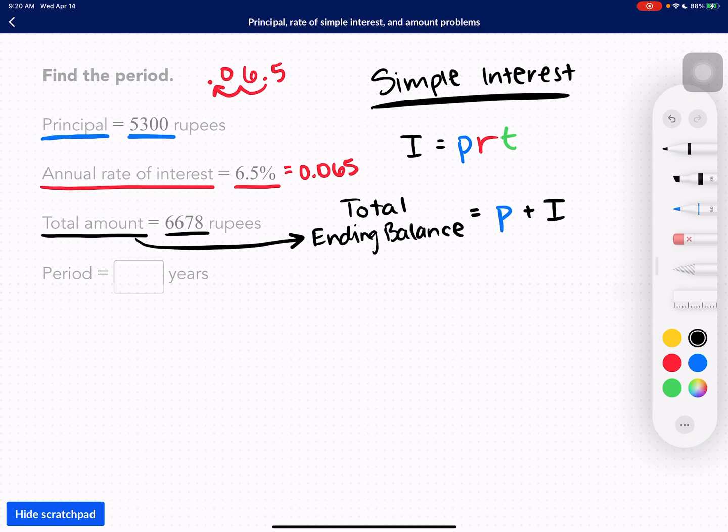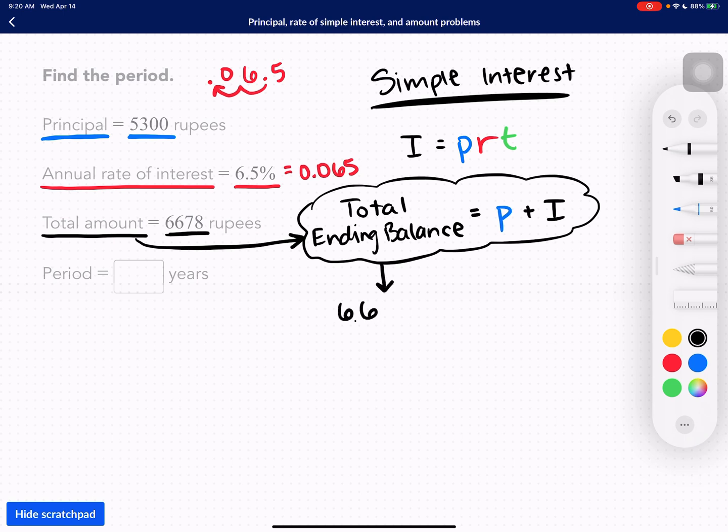So I know that I'm going to have to use this first to find some more information to help out with my interest formula above, I equals PRT. So I know my total balance at the end is 6,678. Do I know the principal? Yes, I know the principal here is 5,300. And I do not know the interest. So I need to know at least 3 out of the 4 pieces in this formula in order to solve for the time, okay? So I don't know the interest.